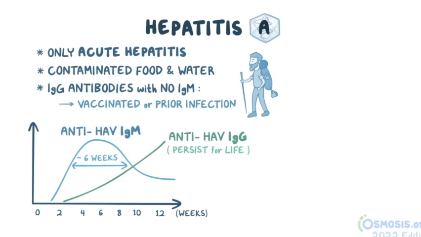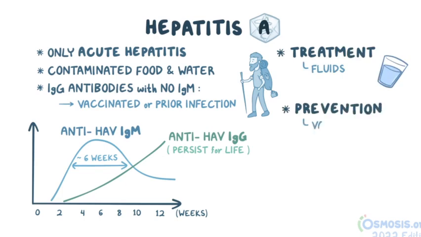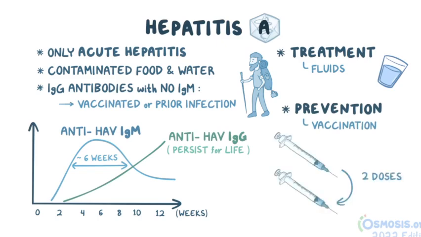Hepatitis A usually resolves within a few weeks, and the main treatment is giving fluids in case of dehydration. Hepatitis A can be prevented by vaccinating children, as well as adults that are about to travel in countries with a high rate of hepatitis A infection. 2 doses of the vaccine are given 6 months apart.